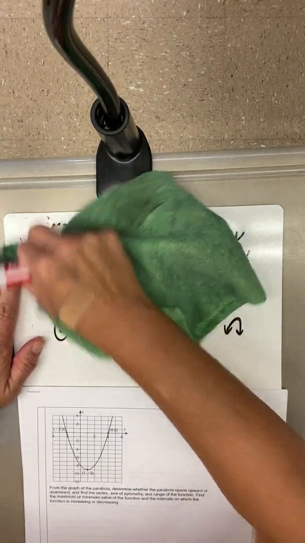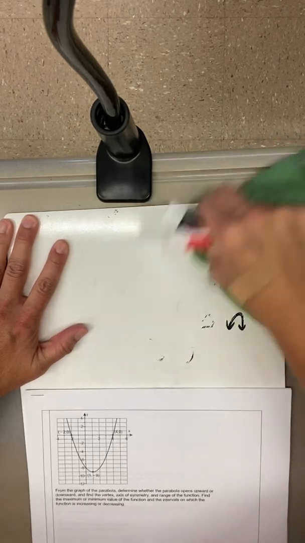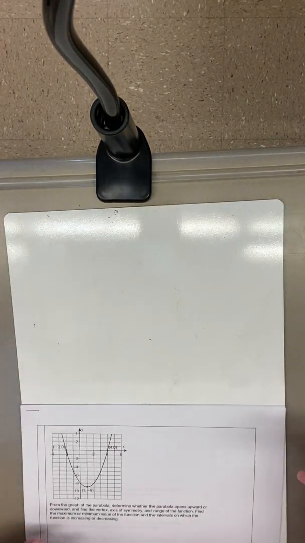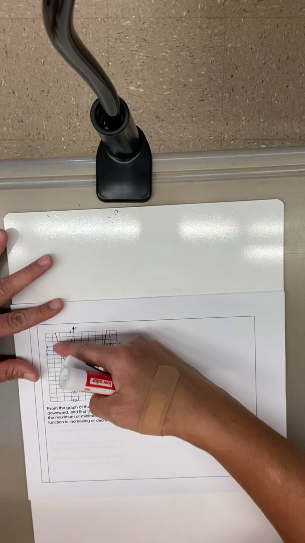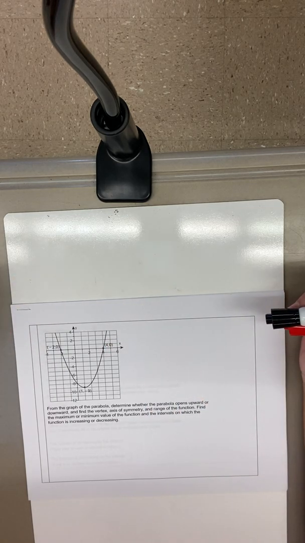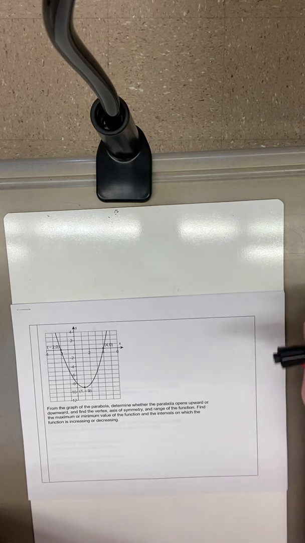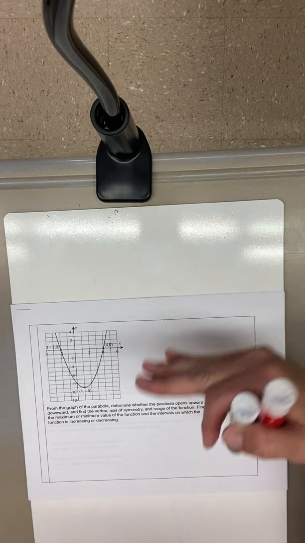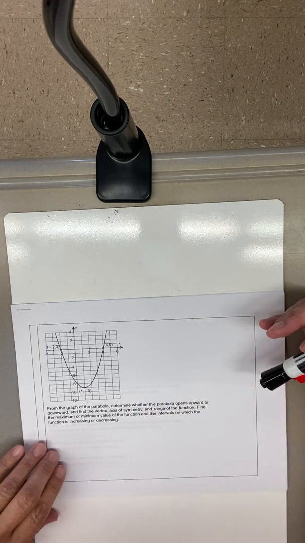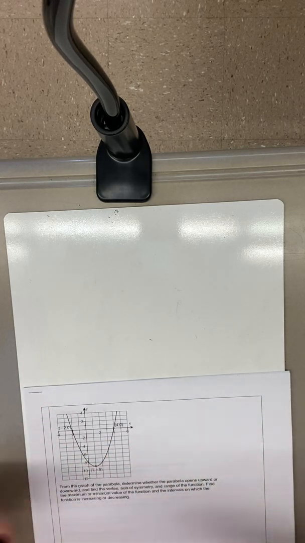Question 3 is going to give you a graph, and they're going to ask you for several different things. It says, from the graph of the parabola, determine whether the parabola opens upward or downward. Well, this is upward. Find the vertex. It's showing you the vertex. The axis of symmetry, I'll show you what that is in just a moment. And a range of the function. Range are the y values. Find the maximum or minimum value of the function. That means how high or how low does it go on the y-axis, and the intervals on which the function is increasing and decreasing.